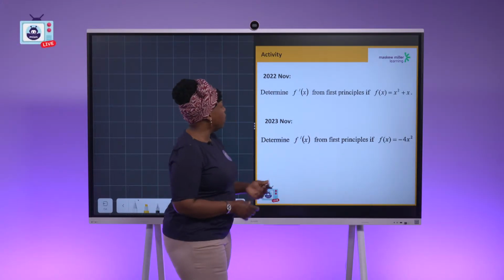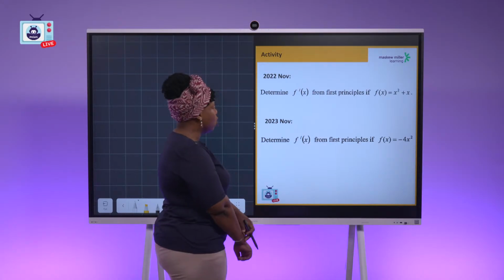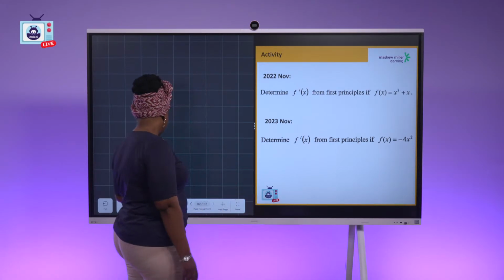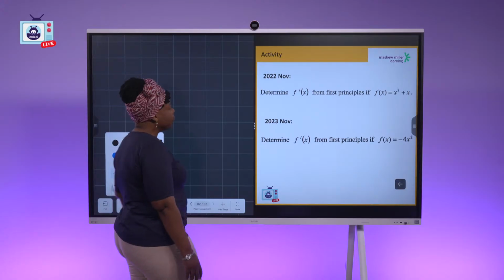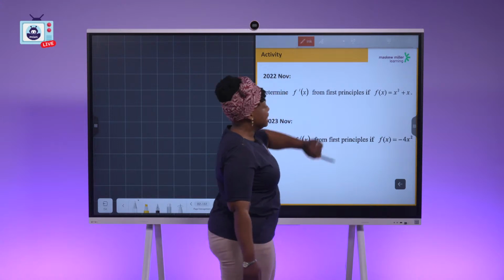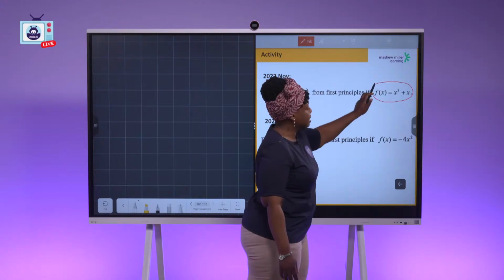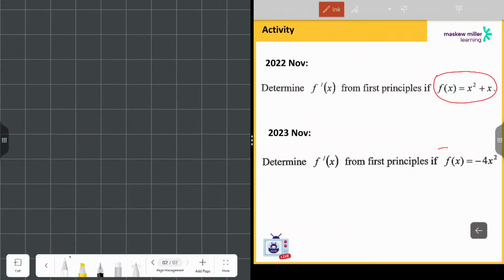Okay, so I went and got our 2022 November and our 2023 November papers with some examples of what you need to know. So if you check here, for example, you will see that they are asking similar questions to what we have, but this one has now a binomial, and this one still has a monomial but with a negative. So yours is just to ensure that you understand what you need to do and how you need to do it. So it's the same.